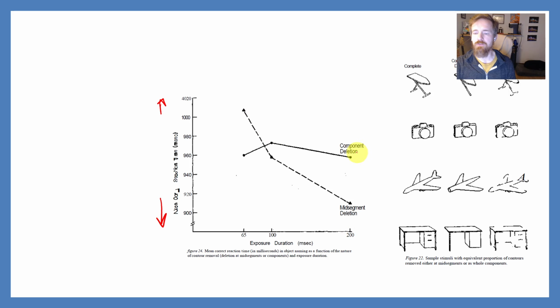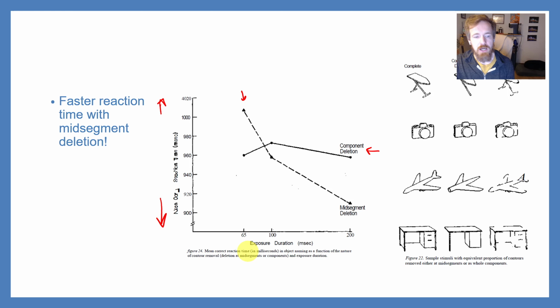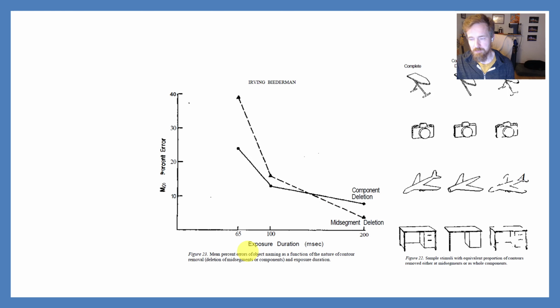And so you can see that for component deletion, whenever geons were removed, performance was mostly accurate, mostly the same speed, mostly the same reaction time, no matter how long he showed that image, whereas those in the mid-segment deletion really kind of slow whenever shown for a split second there. So it does change whenever you have mid-segment deletion at these later, longer reaction times. And then here, looking at error or the accuracy.